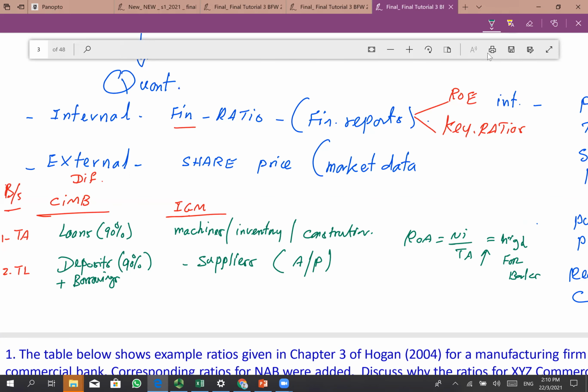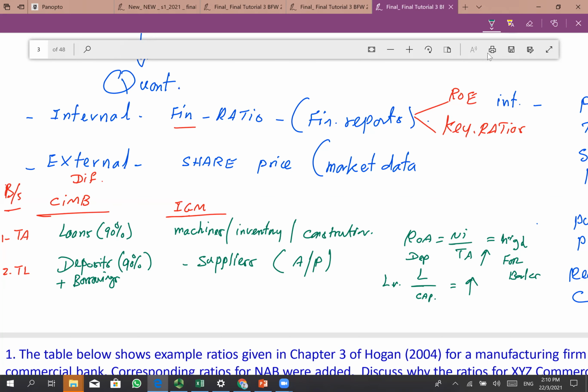Now, the same thing applies to anything called liabilities. If you are calculating liabilities over capital, which is some measure of leverage, the liabilities over the capital will be very, very high also, because the liabilities here are the suppliers, while the liabilities there are the deposits. This leverage ratio will be very high in banks.